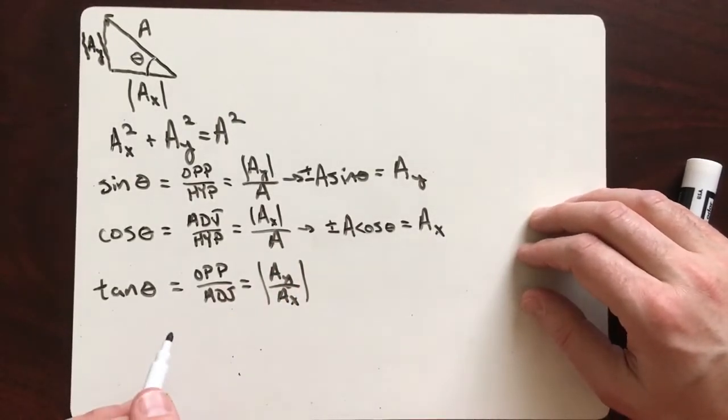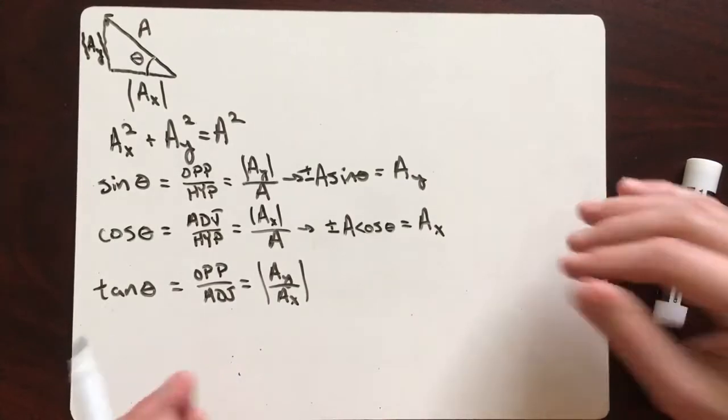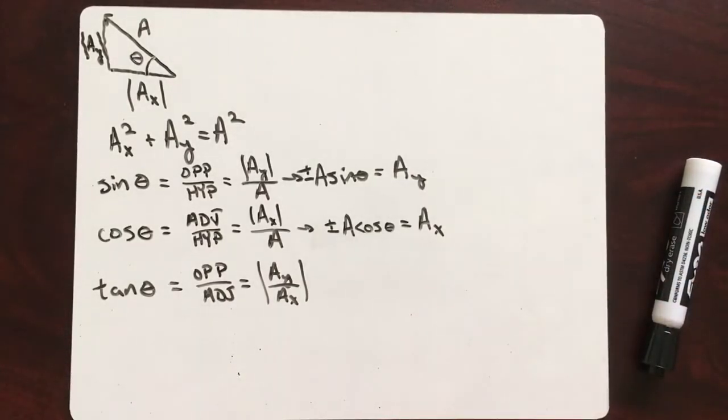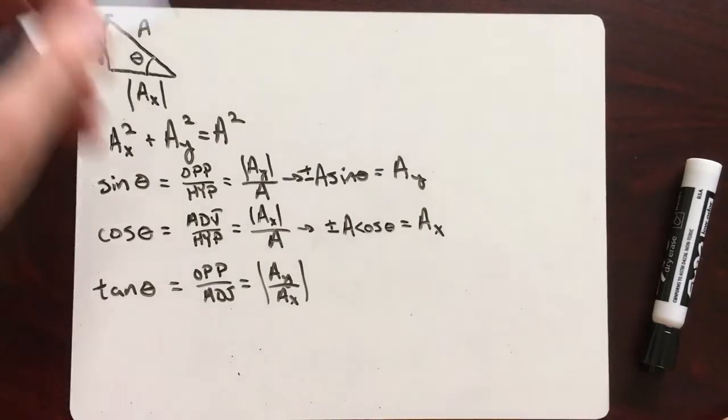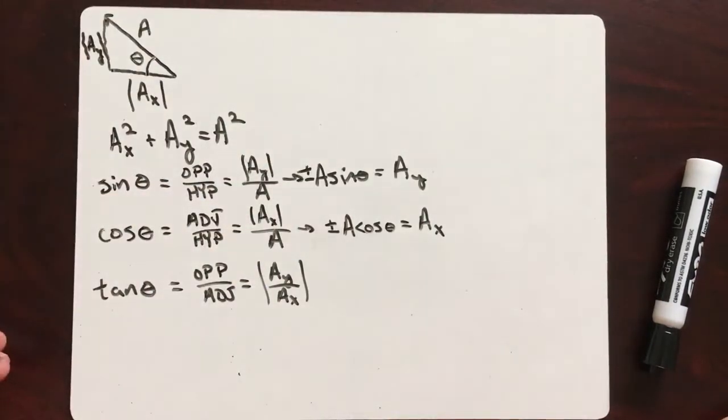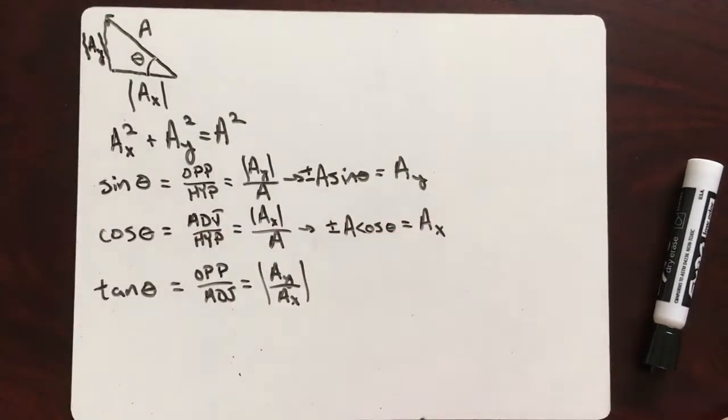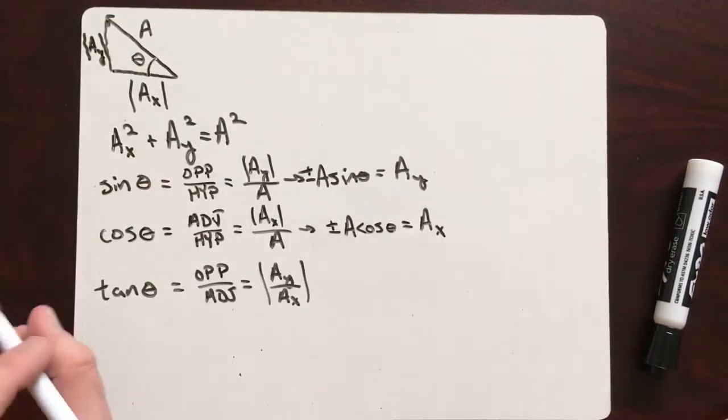You have to choose whether it's positive or negative. And you have to look at each vector and make that decision. And that's based on which direction you've called positive and which ones you've called negative. Typically, we call up, or towards the top of the page, positive y, down is negative y, to the right is positive x, to the left is negative x.